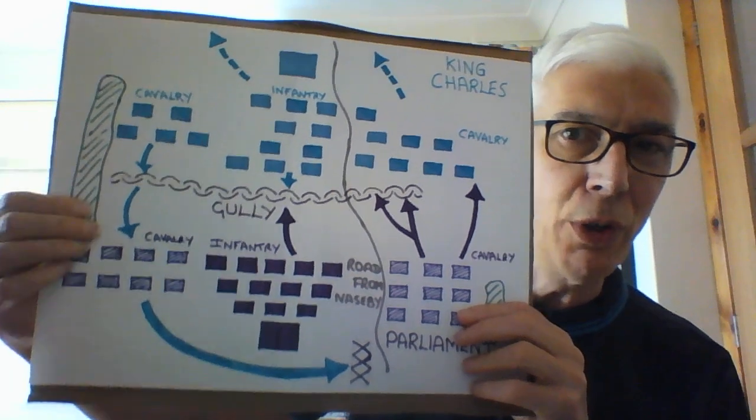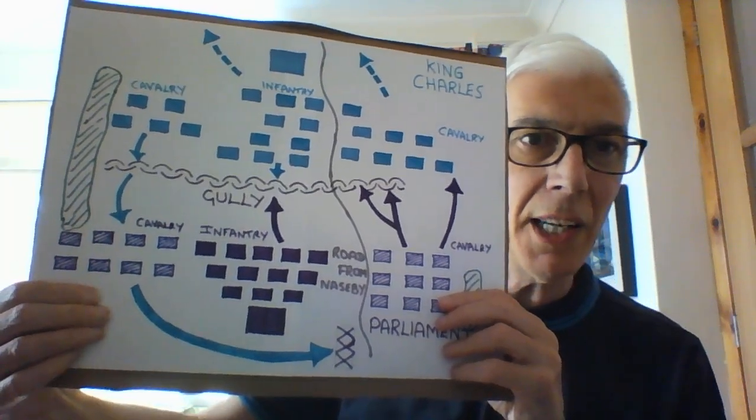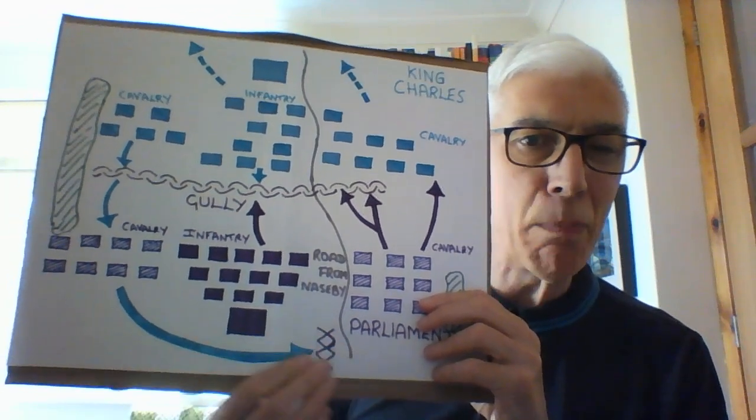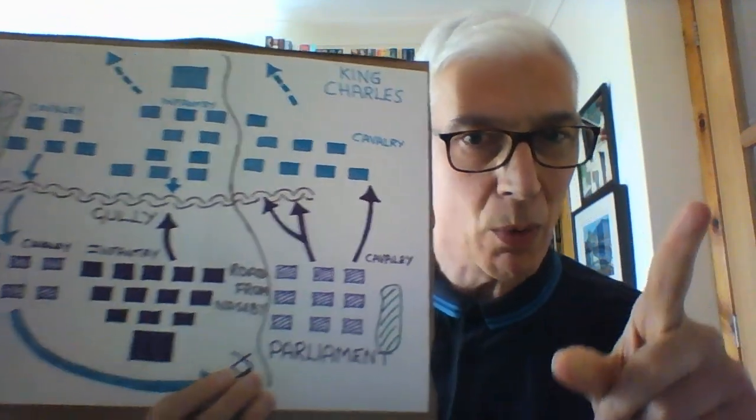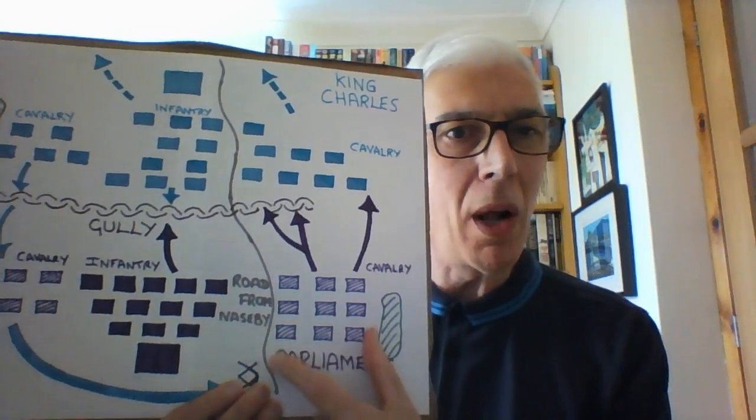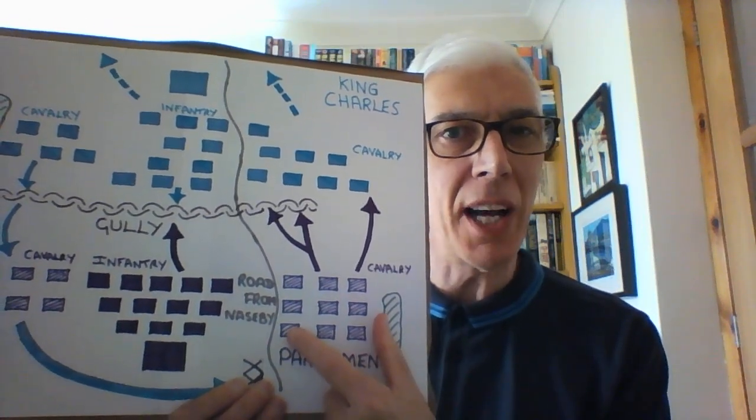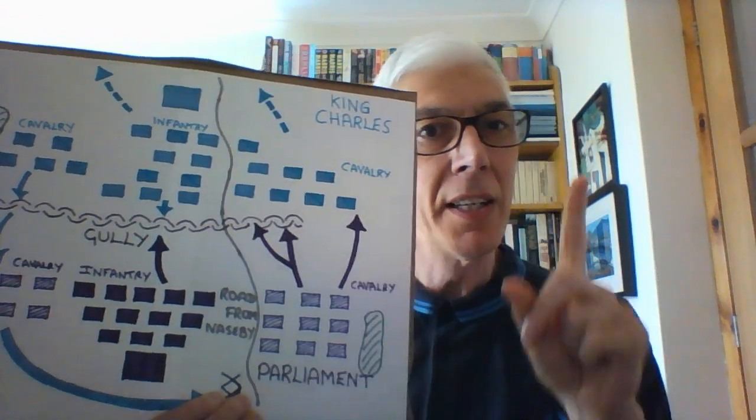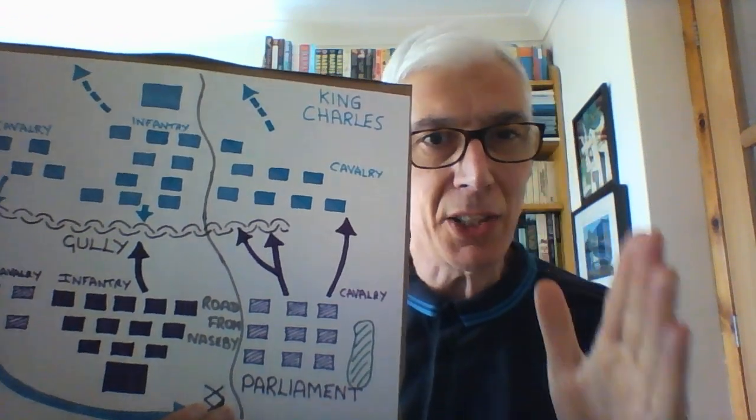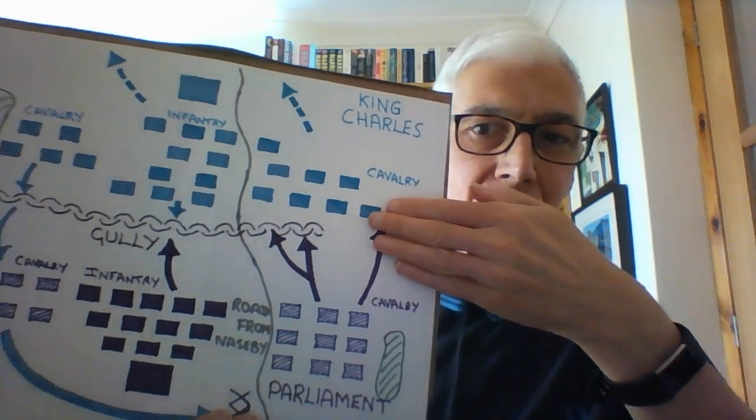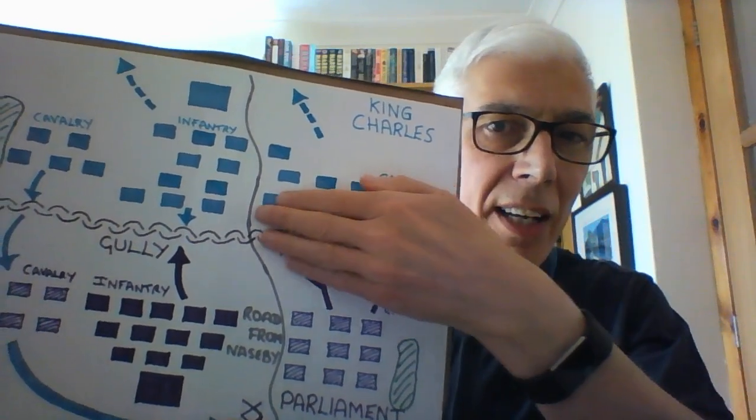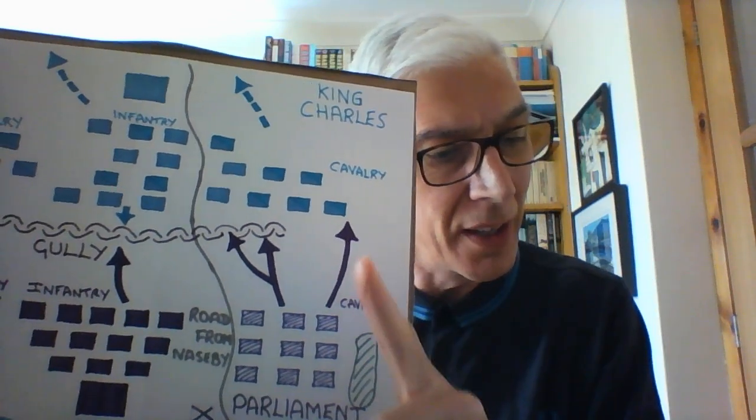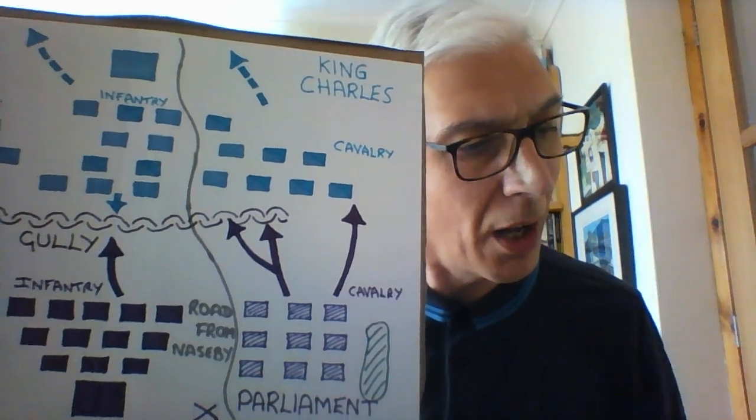Remember over here, Prince Rupert, his men did exactly the same. But then Prince Rupert lost control and his men tried to get plunder from the baggage train. Well, here's a difference. Cromwell retains control of his cavalry. He does not allow his men to charge off the field. Instead, he gets them to regroup and then they attack the king's infantry from the side. This was another key part of the battle.